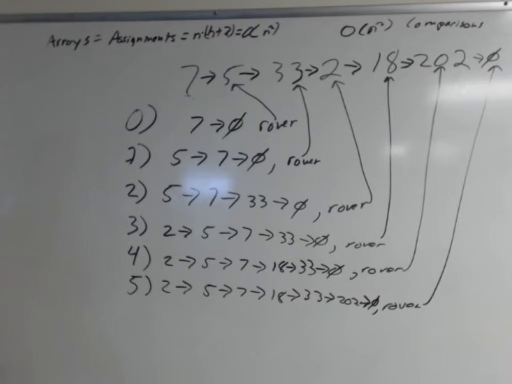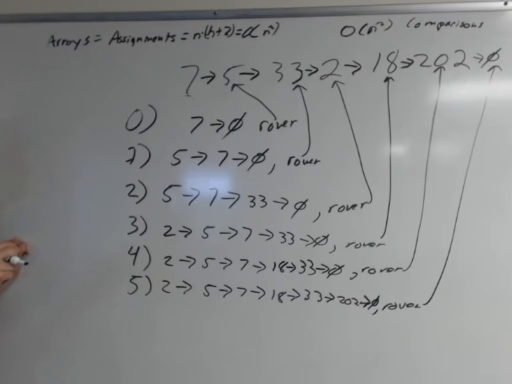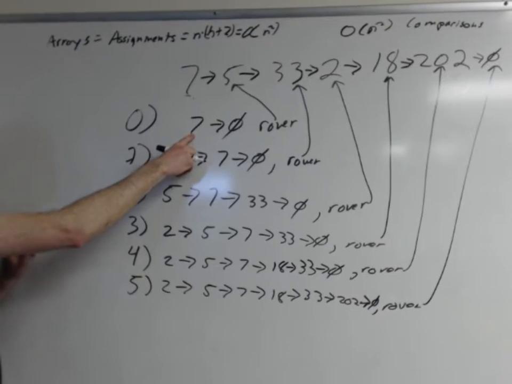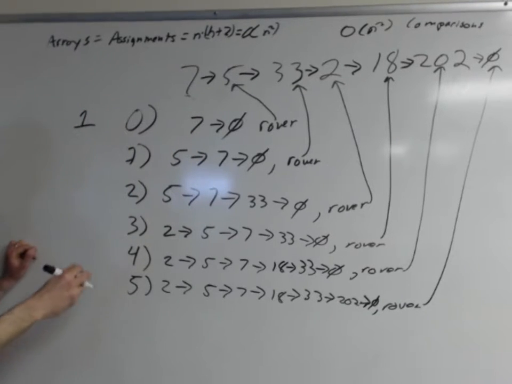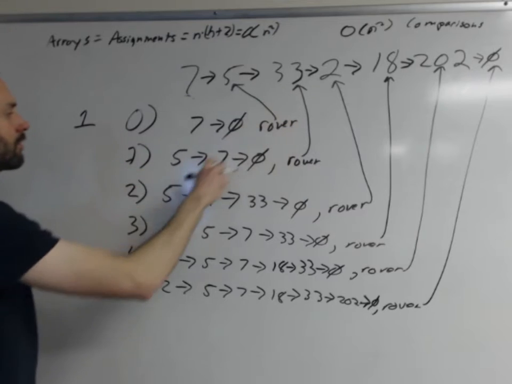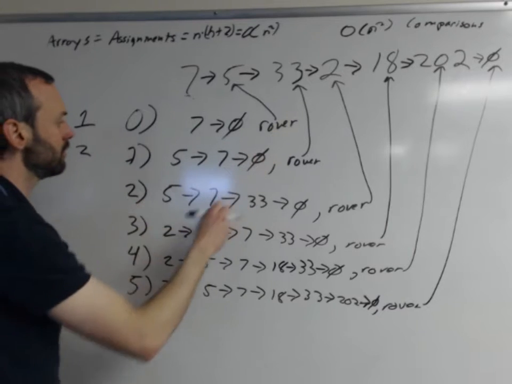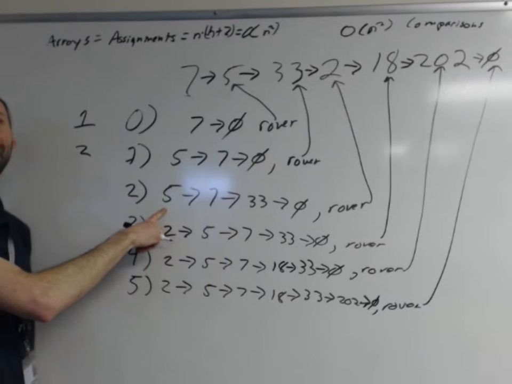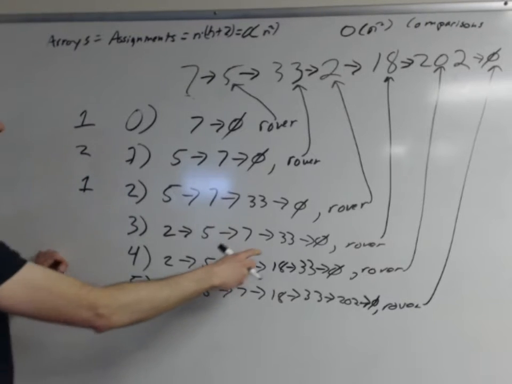Okay, so let's do comparisons. How many comparisons were done here? Because you had a 5. How many things did you compare it to? Well, you compared it to the 7, so that was 1. Now you're comparing the 33. You had to compare it to the 5 and the 7, so that's 2. You had the 2. Actually, you only did 1 comparison. So it was just 1.